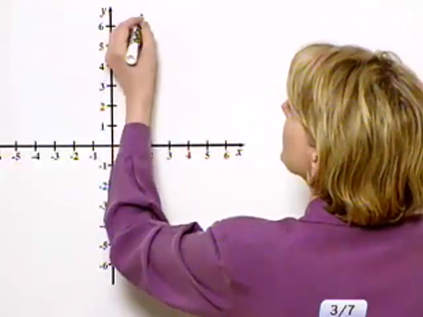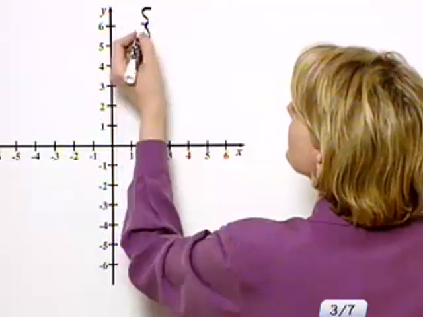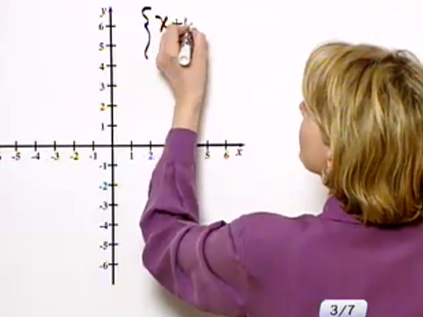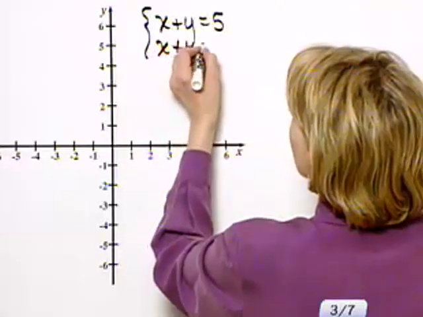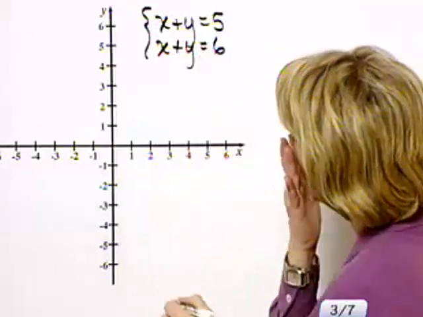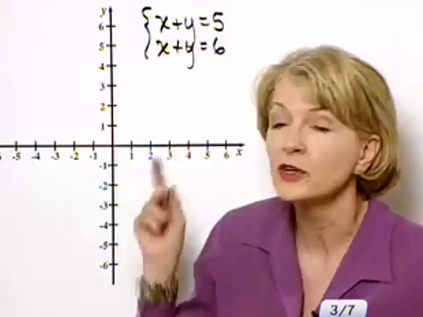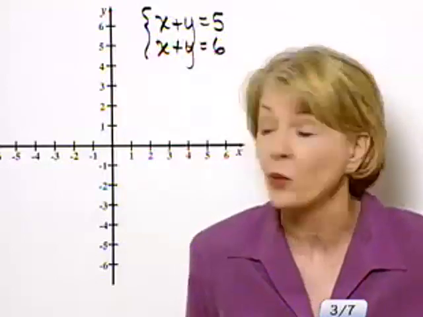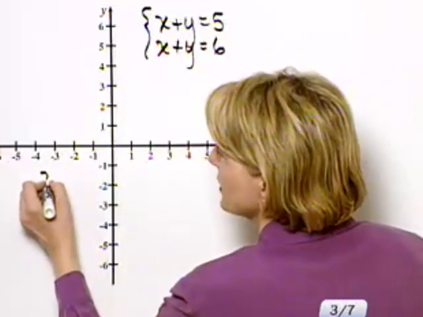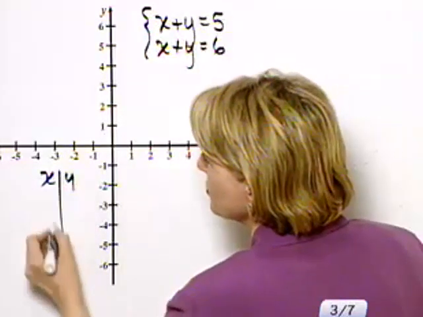Let's suppose we have the system, x plus y equals 5, and then x plus y equals 6. This is a linear system of equations in two variables. We'll graph each of these equations. So I'll set up a table.